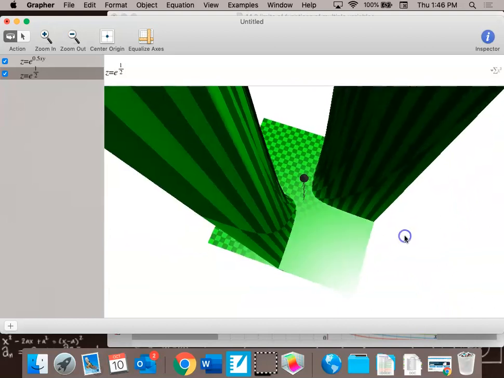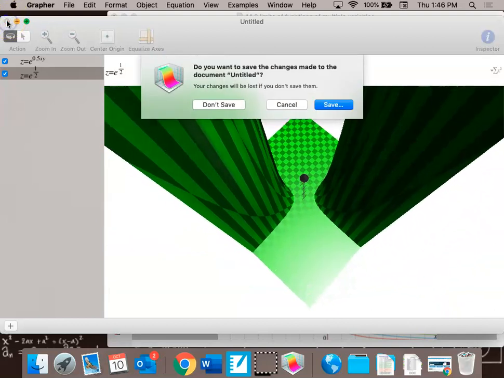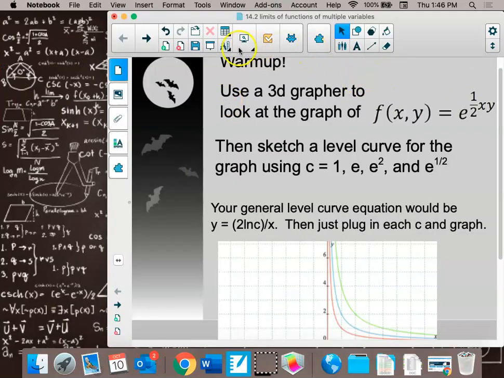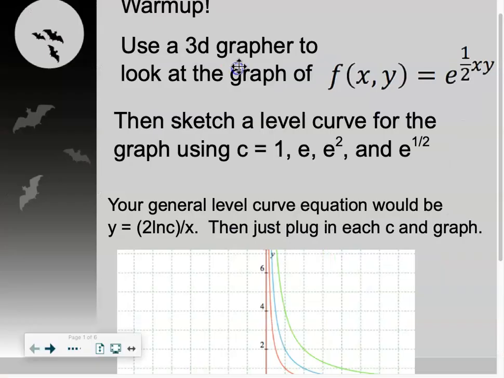I don't know why, I just love Grapher. I just have so much fun spinning these graphs around. All right. Okay.